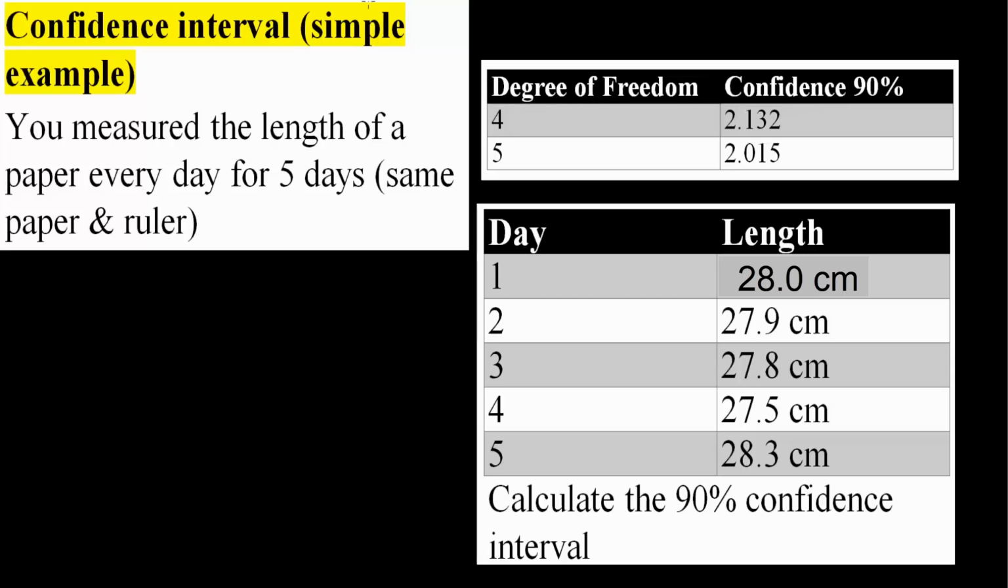In this video, we will solve this confidence interval example problem. So we measured the length of a piece of paper every day for 5 days, the same paper and the same ruler. And this is the data that we got.